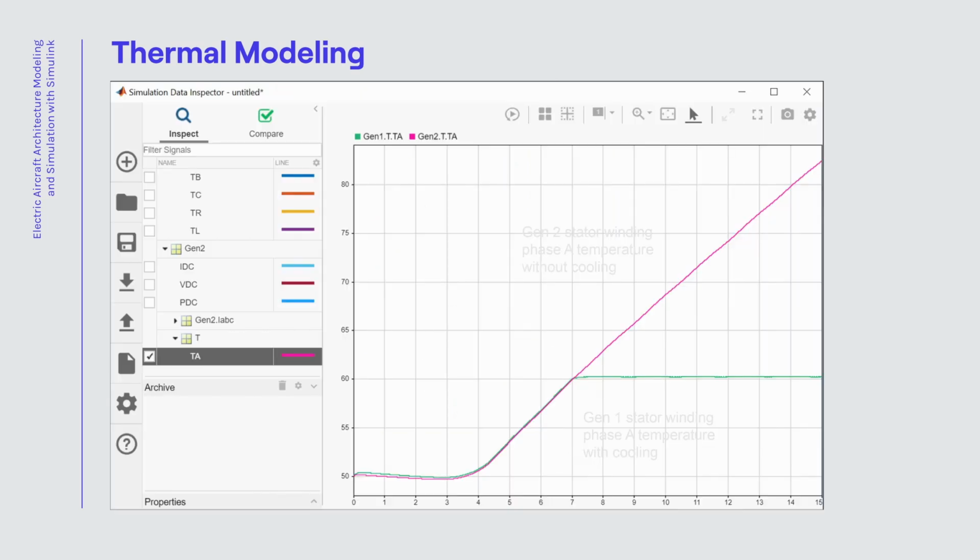Here we see the thermal response of phase A stator winding in both generator 1 and generator 2. It is important to notice that only generator 1 has active cooling. So we can see here the different response and confirm that the active cooling circuit is functioning as expected. In this case, the active cooling circuit is configured to regulate temperature to 60 degrees Celsius.